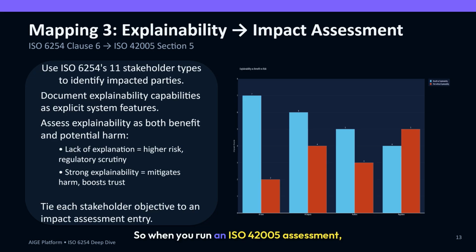When you run an ISO 42005 assessment, treat explainability as a system feature. Map each stakeholder objective to an impact entry, then describe the benefit when it exists and the potential harm when it does not. The bar chart shows the delta for each stakeholder group. Higher scores mean stronger effects on trust and oversight, and notice how AI subjects and regulators face the highest risk without explainability, while AI users gain the most benefit when it's present.